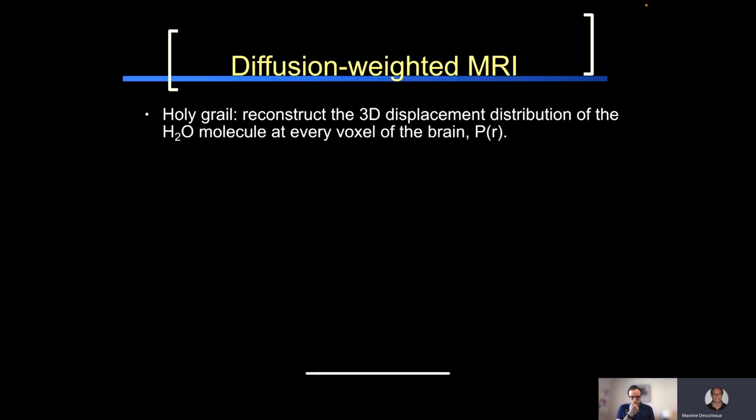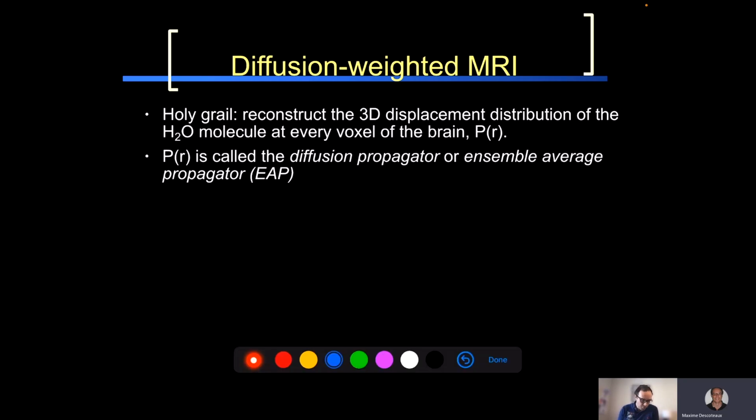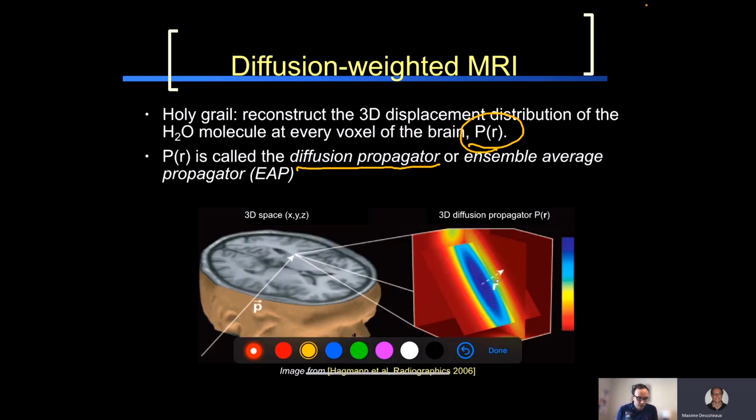So let's start. Just to give you a brief introduction, the holy grail of diffusion-weighted MRI is to reconstruct at every voxel this object that I call the diffusion propagator, this P of R. Keep that word in mind because this will come in the last parts of the demonstration with all the diffusion propagator techniques. Visually, this means that at every voxel of the brain, on the order of millimeters, let's say 2 by 2 by 2, we have this object P of R in every voxel.